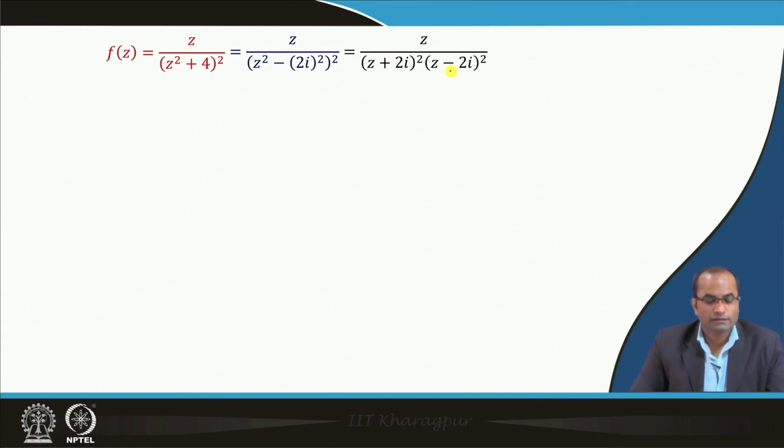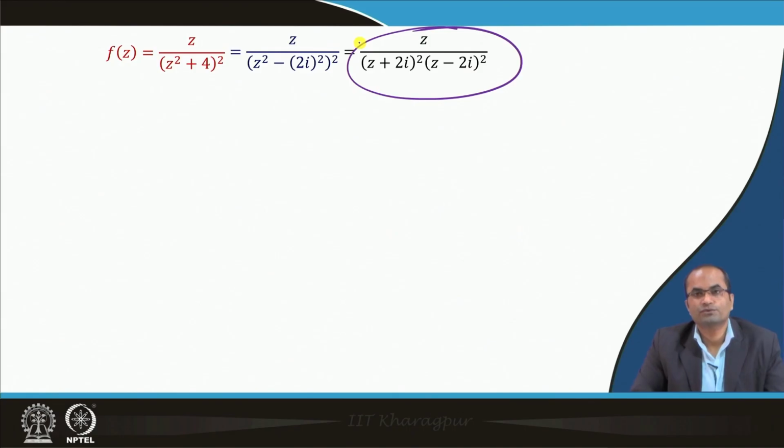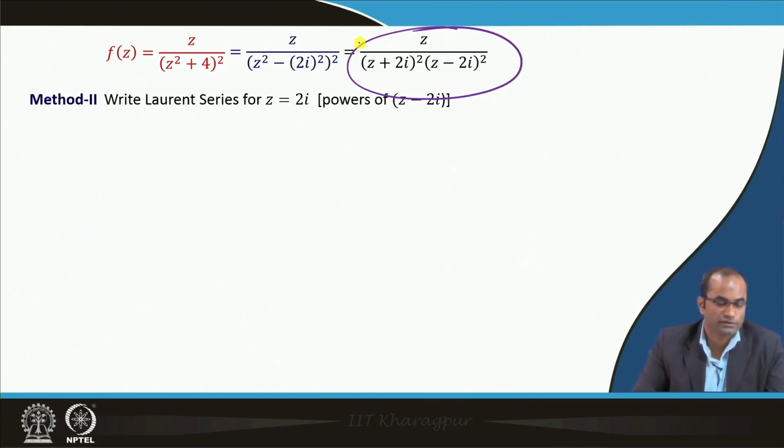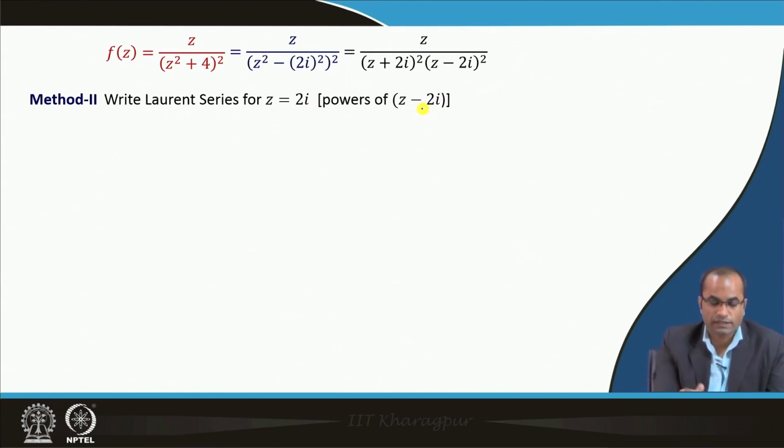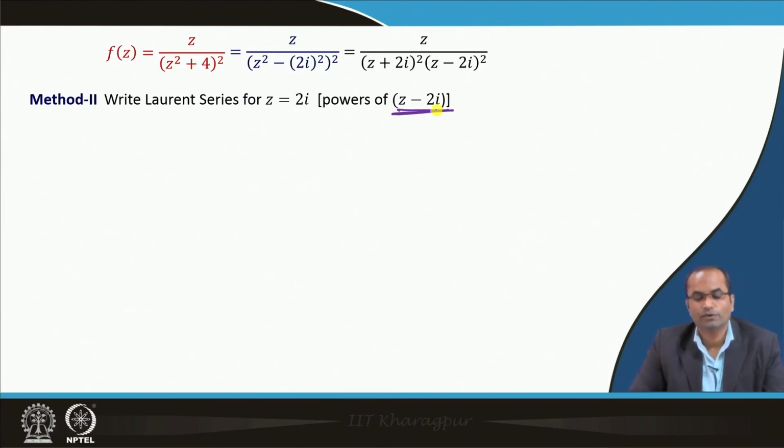So, having the partial fraction, we can also observe by looking at the Laurent series expansion for this function, and then again we can observe that these are the poles. So, this is method 2 we are now going to have. For the Laurent series at z equal to 2i, that means in powers of z minus 2i, we are going to have this expansion.